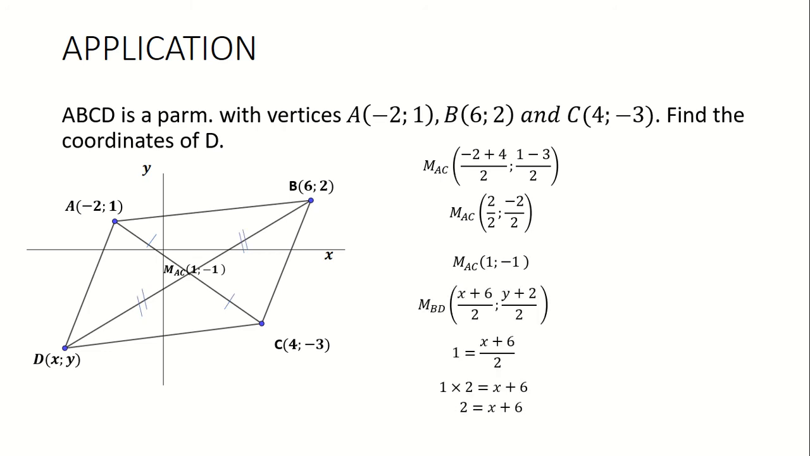And then you will simply say the midpoint of BD, the x coordinate will be (x plus 6) divided by 2, and the y coordinate will be (y plus 2) divided by 2. But we know that (x plus 6) divided by 2 should give you the x coordinate of the midpoint, which is 1. So I will simply take that and equate it to 1. And then to get rid of this 2 here, I will simply multiply both sides by 2. And I will get x plus 6 equals 1 times 2, which is just x equals 2 minus 6, which is simply minus 4.